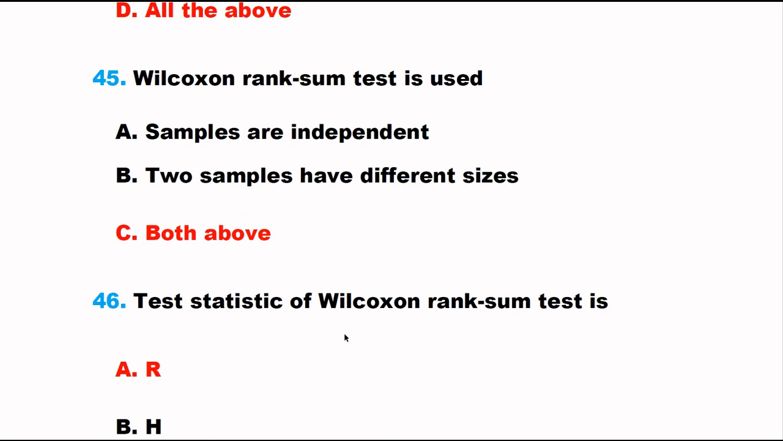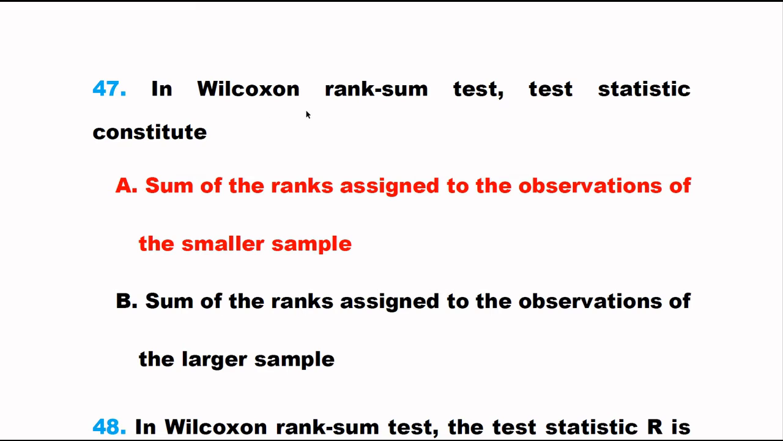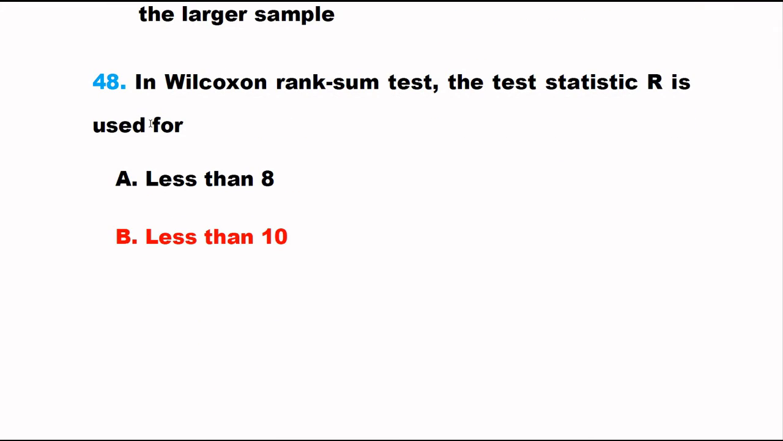Wilcoxon rank sum test is used when samples are independent and the two samples have different sizes. The test statistic of the Wilcoxon rank sum test is R. It constitutes the sum of ranks assigned to the observations of the smaller sample. In the Wilcoxon rank sum test, statistic R is used when n is less than 10.